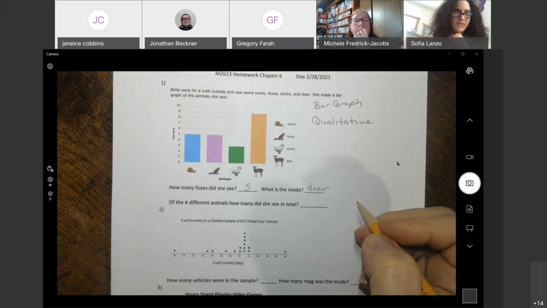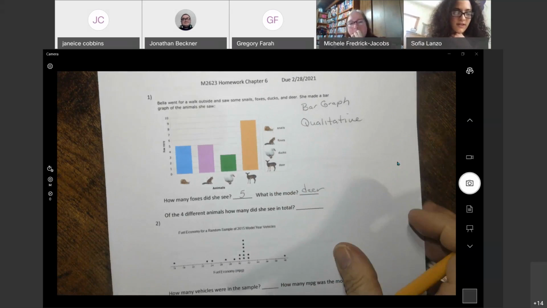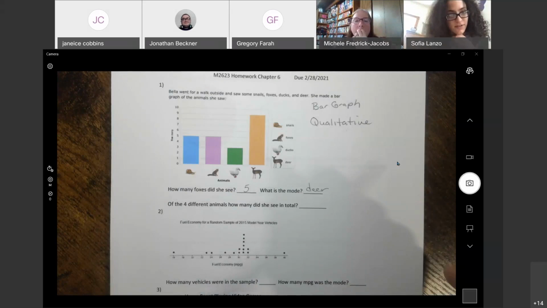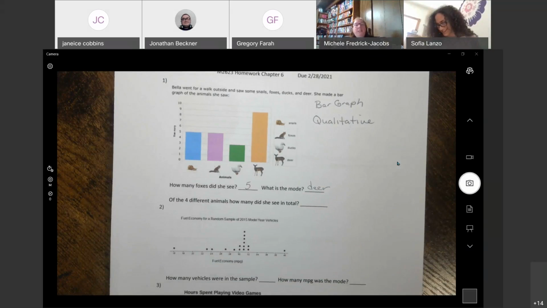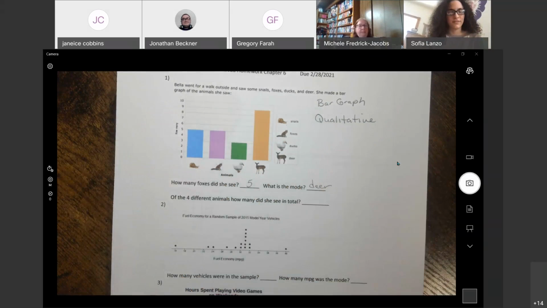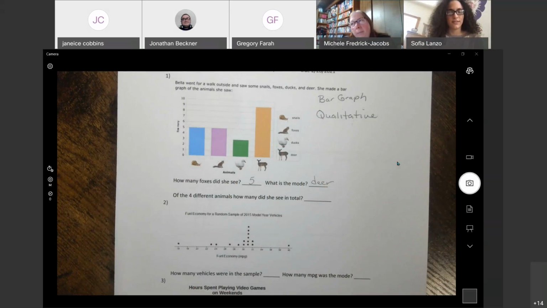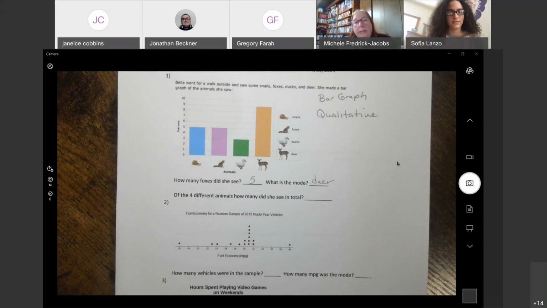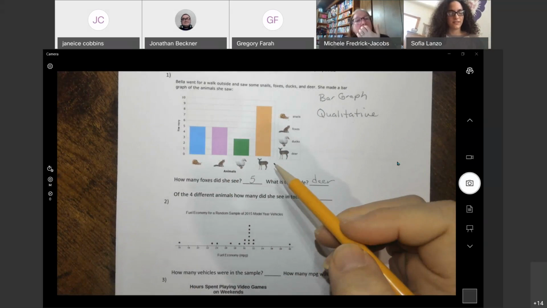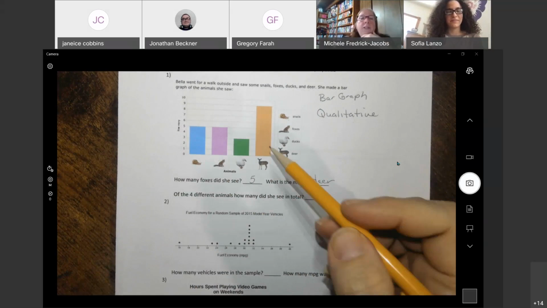Oh, I was confused on that one. I thought it was like how many numbers were repeating, and I'm looking at the graph. Yep. And that's true because usually we see mode with numbers, but you can find the mode with qualitative data. We could not find mean and median and range, but we could find mode. So it just means which one she saw the most, and she saw the most deer.